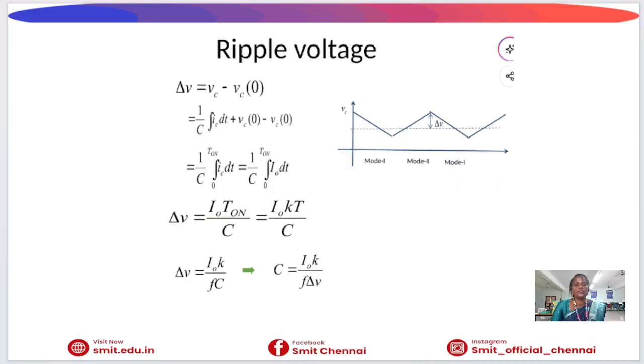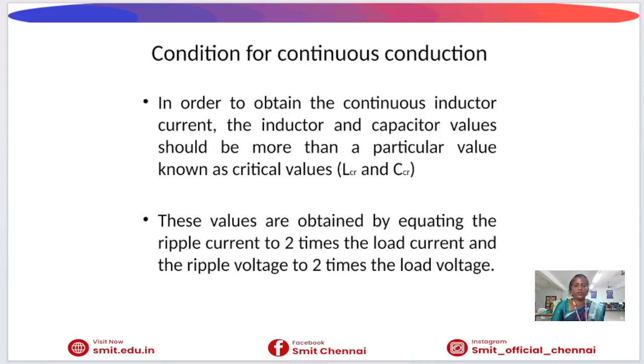Although the capacitor smooths the output voltage, small fluctuations called ripple voltage still exist. Ripple voltage depends on capacitor value, load current, switching frequency, and duty cycle. Increasing the capacitance or switching frequency reduces the ripple voltage. A low ripple voltage results in a more stable and higher quality DC output.